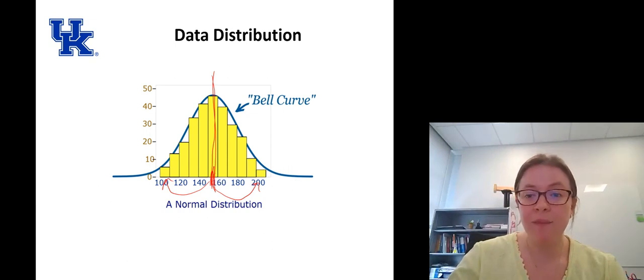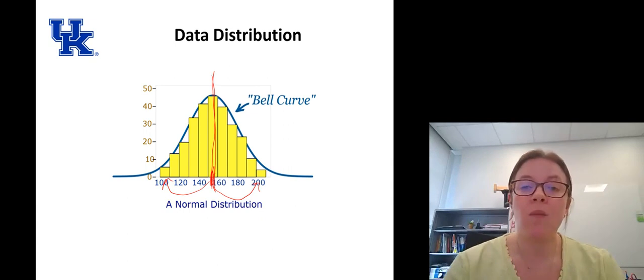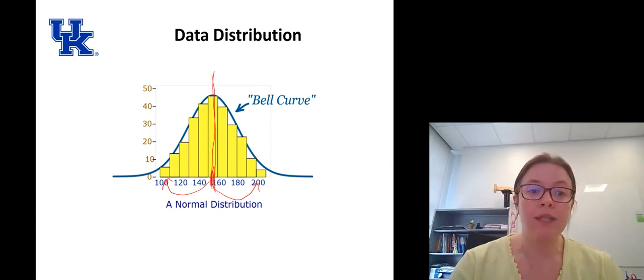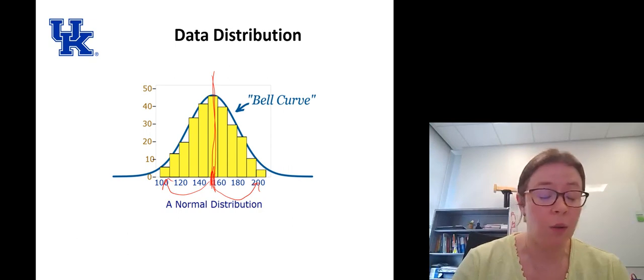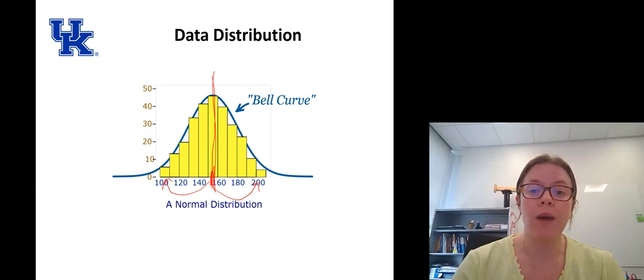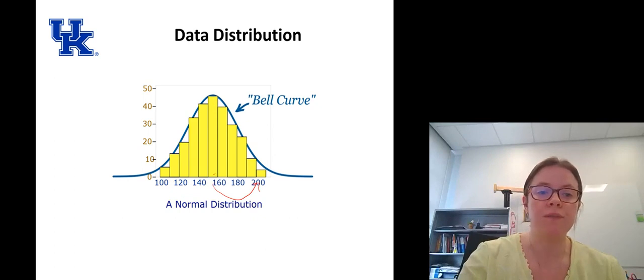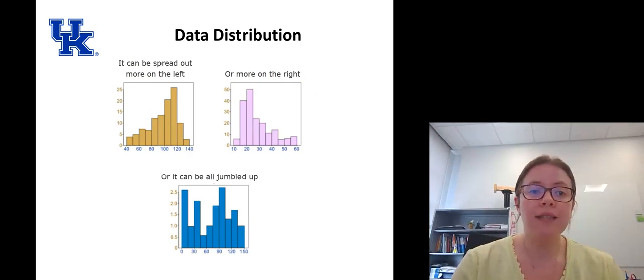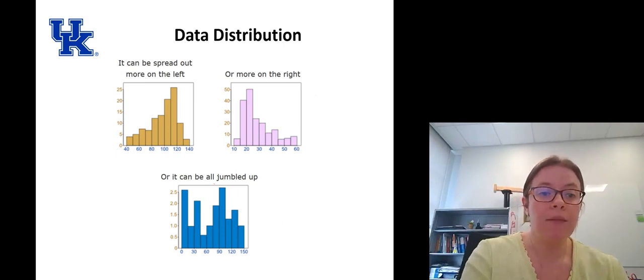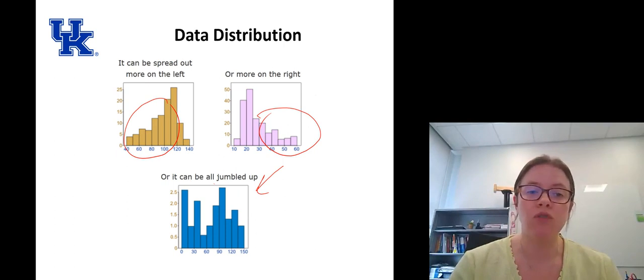Many things closely follow a normal distribution. For example, if I were to actually collect the data for everyone in EGR 103 height, it would follow a normal distribution. The size of things produced by machines, errors in measurements, blood pressure, grades on a test, all of those follow a normal distribution. However, there are cases where data can be spread out more on the left or more on the right, or in some cases, the data can be all jumbled up. So these are all ways that you may find your data in the future distributed.